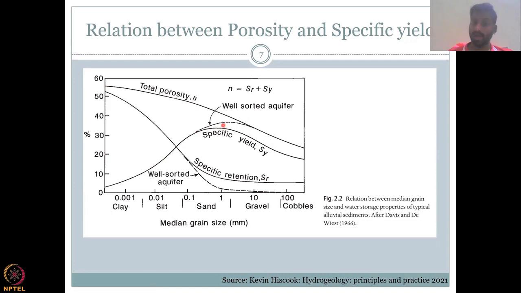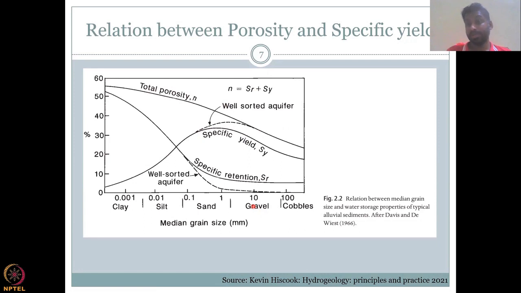In a well-sorted aquifer, what is well-sorted? The sizes are the same or similar, and they don't have porous space on the top. So in a well-sorted aquifer, your water could be fully drained out. The water would fill the porosity space, but it can also be fully drained. So somewhere a specific yield can be equal to the porosity, which means the retention is zero. No water is retained, and you could see that in gravels and cobbles.